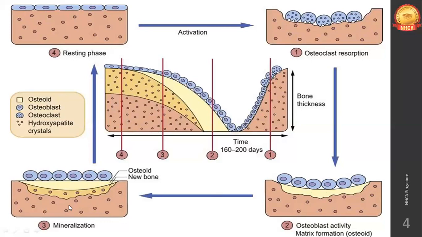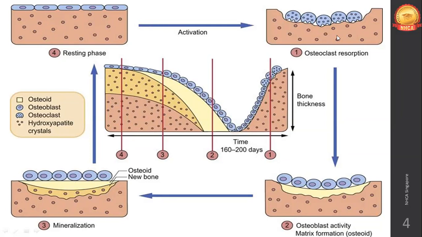In the third phase, you can see mineralization. Slowly, layer by layer, the osteoid will get filled up with calcium, magnesium, and phosphorus minerals. It will not happen suddenly, but one by one. New bone is being formed, and when the entire osteoid matrix is mineralized, you get a healthy bone, which is again in the resting phase. Again the cycle will continue.